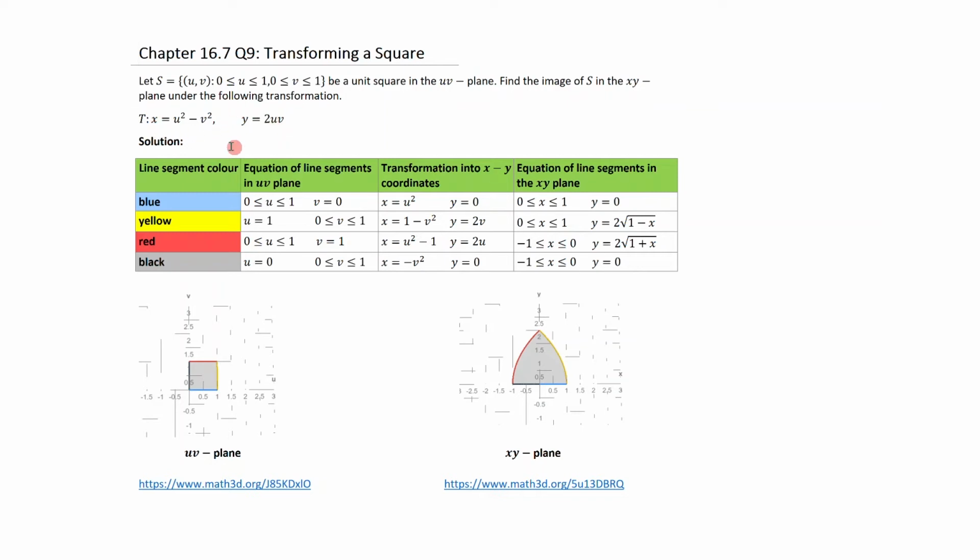All right, so we have 4 segments to consider, and so we're going to have to do 4 separate calculations. In this case, U ranges from 0 to 1 and V equals 0. In this case, U is held at 1, but V ranges from 0 to 1. In this case, V equals 1, but U is ranging from 0 to 1. In this case, U equals 0, and V ranges from 0 to 1. For each one of these, I have shown the color codes here. Here are the conditions with respect to the boundaries in the UV plane. So now how does this transform to boundaries in the XY plane? Well, we have to take each one of these in turn and make use of these transformation equations. So if V equals 0, then X equals U squared and Y equals 0.